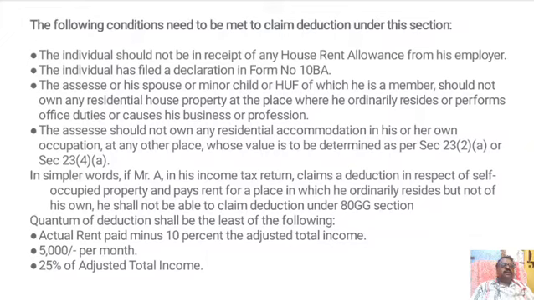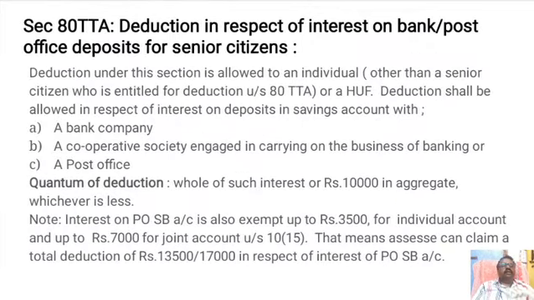The quantum of deduction shall be as follows: actual rent paid minus 10% of adjusted gross total income. We have shown this in income from salary, how to calculate house rent allowance. 50,000 per month, 25% of adjusted total income.